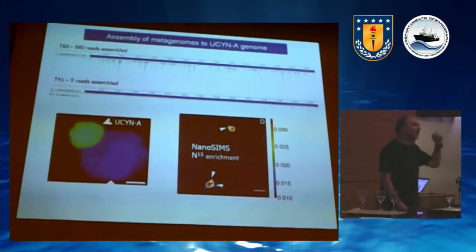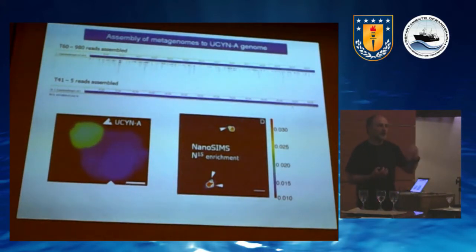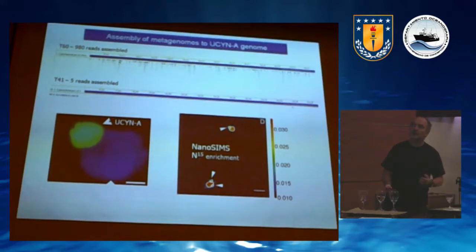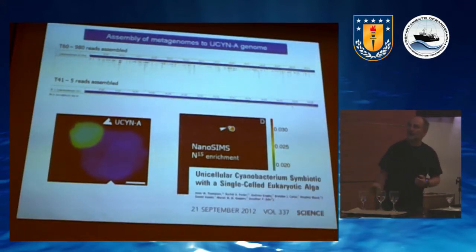Remember, the cyanobacteria cannot fix carbon. So the carbon goes from the eukaryote to the cyanobacterium. So this is the first type of pelagic association, an external association, between a cyanobacterium and a very small eukaryote. And the eukaryote is tiny. The cyanobacterium is probably 1 micron, and the eukaryote 2.5 microns or something like this. So this was published in Science.